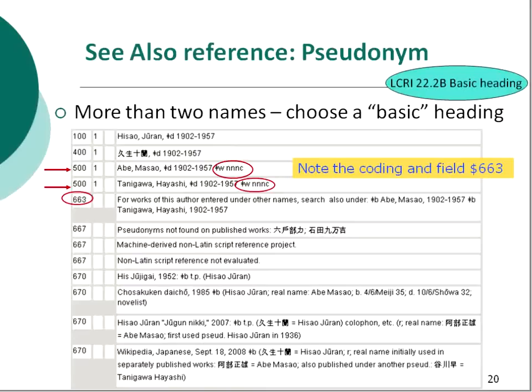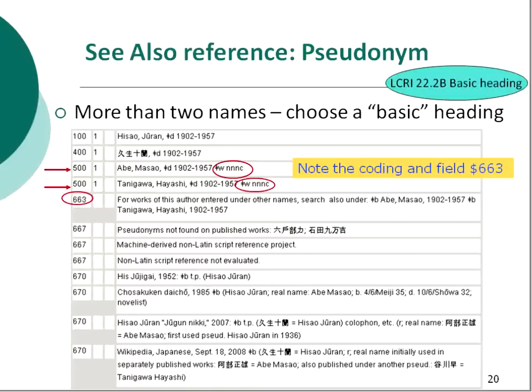For this record, this is the basic heading. The basic heading does not have to be the person's real name, although it could be, but it should be the most predominantly used name. That's the criteria for choosing a basic heading. So let's take a look at our basic heading name authority record here.